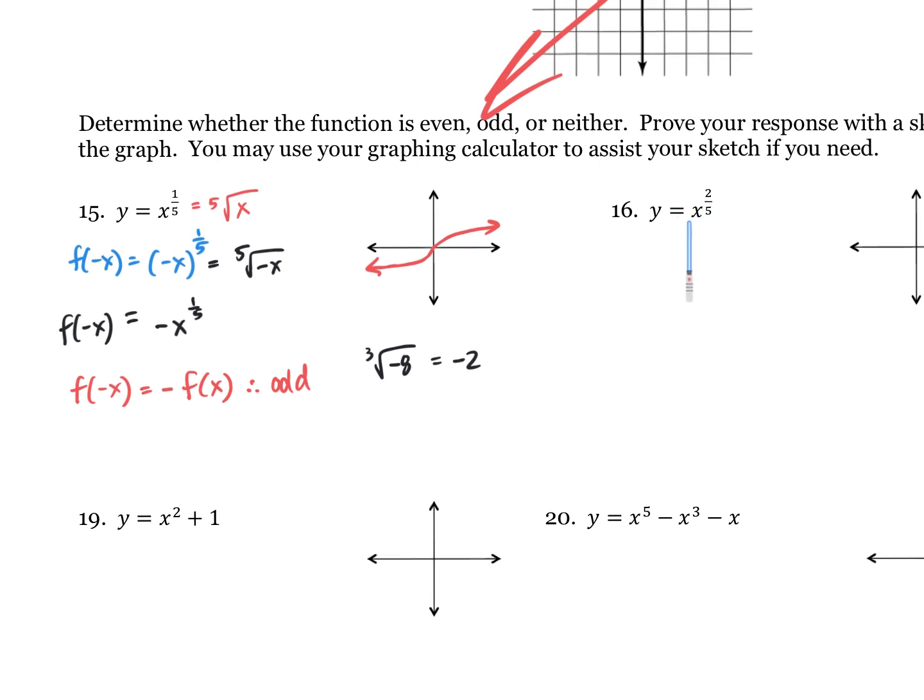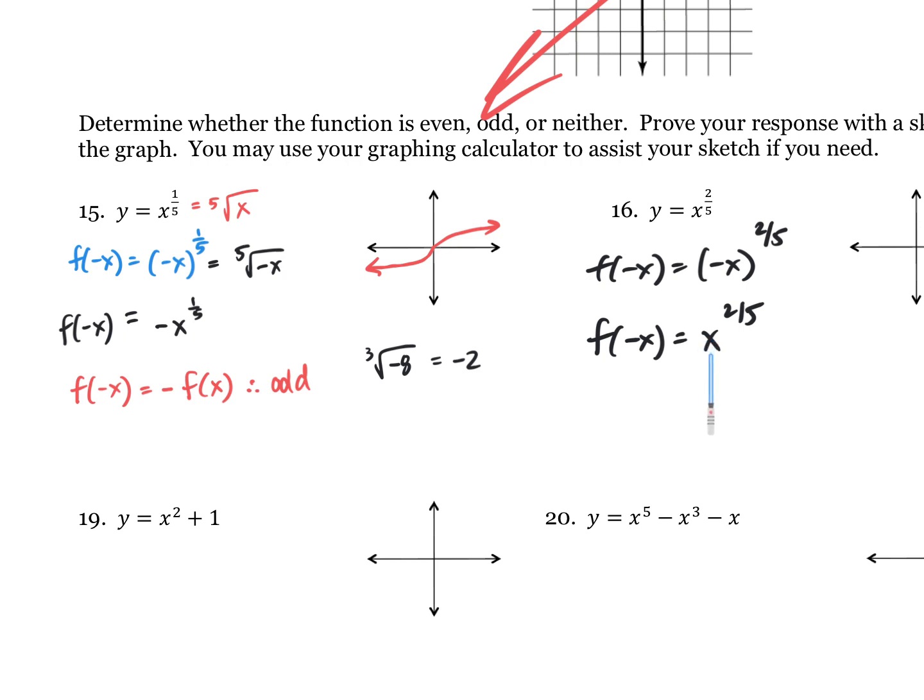What's the difference on this one? What's my power versus my root? 2nd power. So if I plugged in a negative here, I'd have negative x to the 2nd power, 5th root. What's squaring a negative going to do? Give us an imaginary number? No. What's -4 squared? -4 times -4 is positive 16. So a negative x squared is going to get me a positive x squared. Squaring it will get rid of my negative.